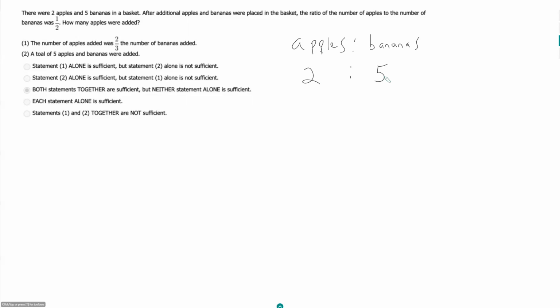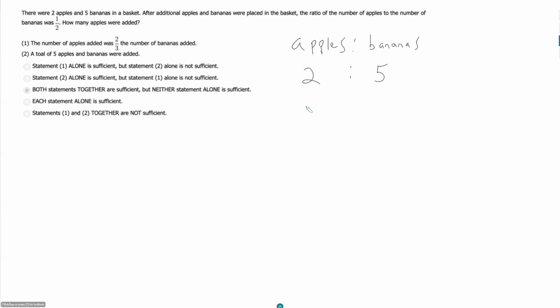After additional apples and bananas were placed in the basket, the ratio of the number of apples to the number of bananas was 1/2. So what does that mean? We don't know how many apples were added, and we don't know how many bananas were added, and there really doesn't seem to be any sort of connection between those two numbers. Other than that, afterwards we had a ratio of 1 to 2.